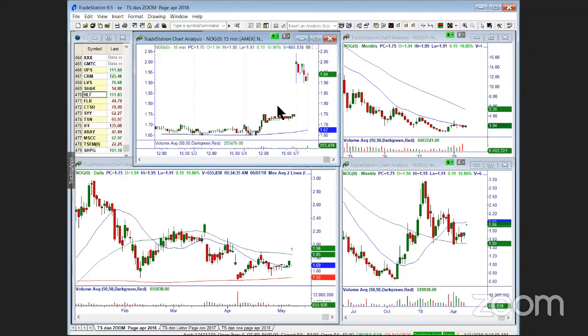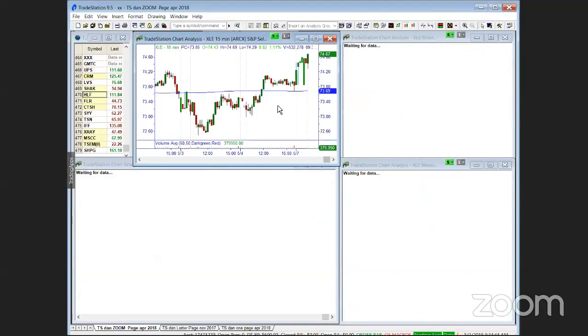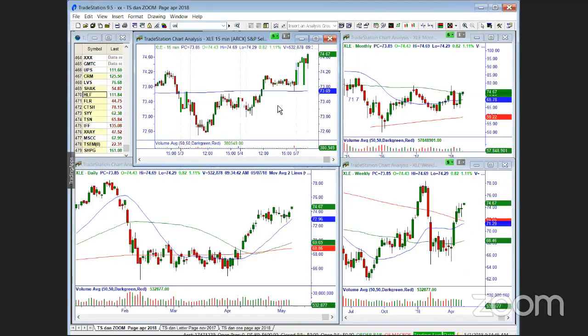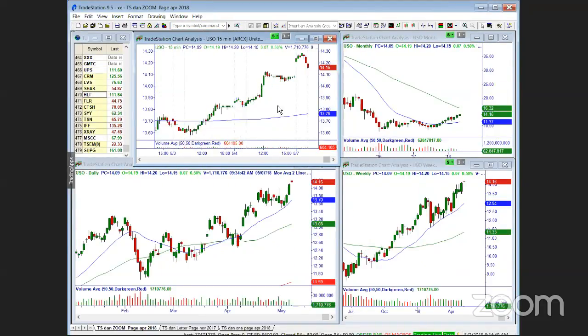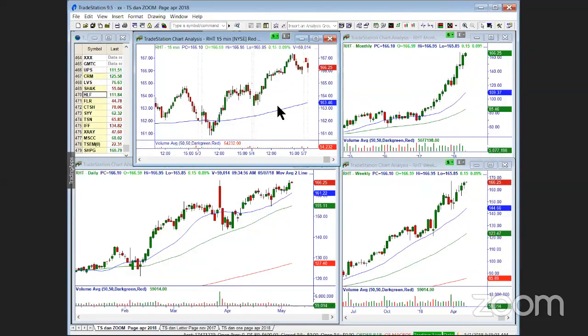NOG. Yeah, that is low priced. Wow. All right, our XLE is doing very well. USO, it's gapped and crapped a little bit. Red Hat still consolidating, looks great. So if that triggers over the high, it looks great.